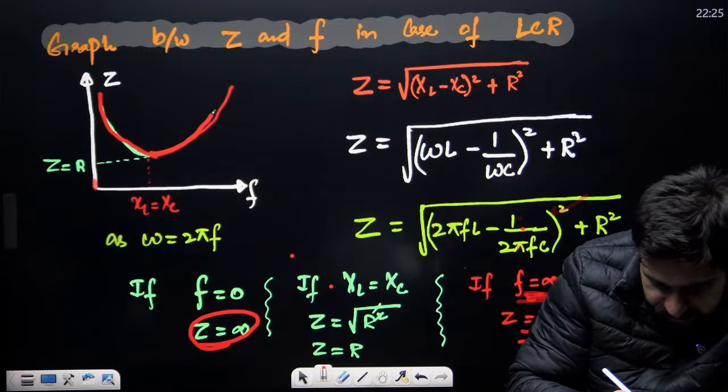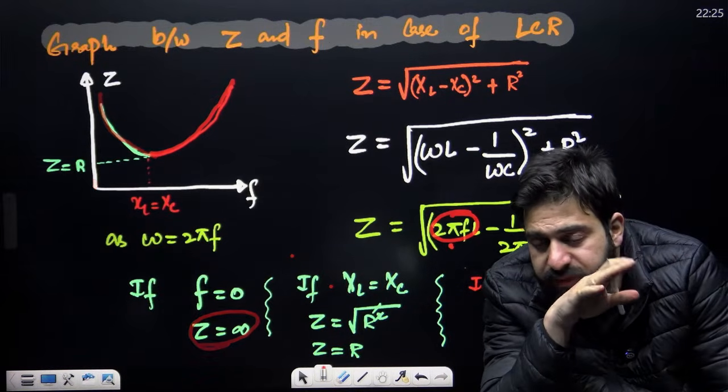So the graph would be something like this. You can directly remember the graph between Z and F.